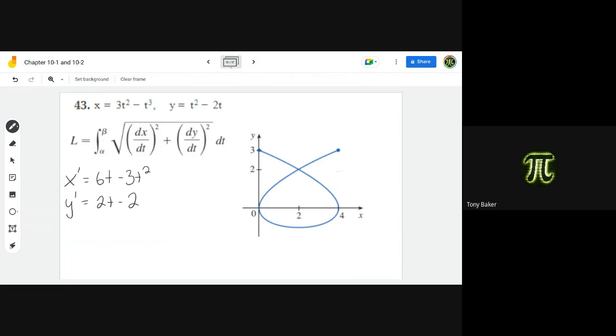Any questions with that? All right, so now we got to plug it in. Oh, I didn't give you the actual t values for this. Hold on a second. Actually, I don't think they gave you the t values. I think we're going to have to find them in this case.